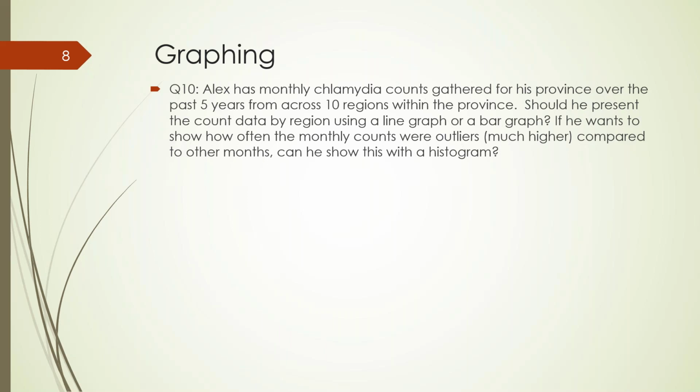So in this example, Alex has monthly chlamydia counts gathered for his province over the past 5 years from across 10 regions within the province. Should he present the count data by region using a line graph or a bar graph? That's the first part of the question. And then if he wants to show how often the monthly counts were outliers, and by outliers, this is meaning much higher than normal compared to the other months, can he show this with a histogram?